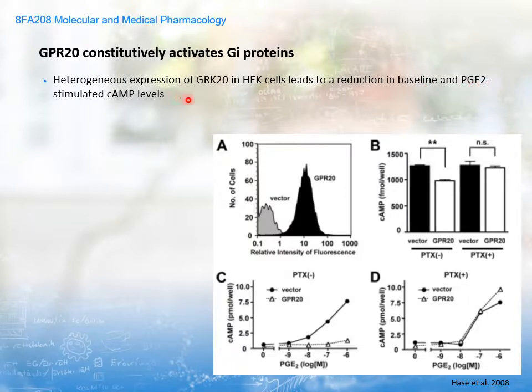What happens here? Well, I'll lead you through the data. In the A graph, this is just showing that you can express GPR20 in particular cells. These are cells that are expressing a fluorescent reporter. This is data from flow cytometry showing that you can express GPR20 in cells, and these are the cells that have a fluorescence. And these are the cells that have been inserted with a vector but are not expressing GPR20.